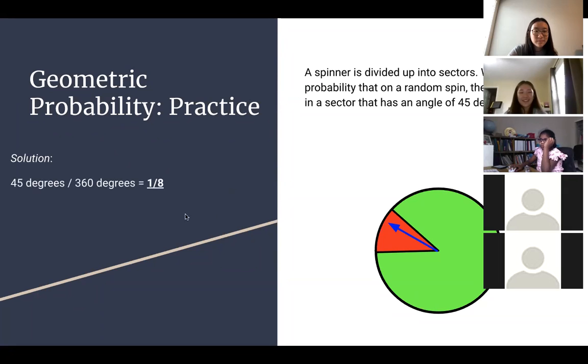So yeah, since there's 360 degrees total, and we're just looking at this small section of 45, we just do 45 over 360, which simplifies to 1/8. And just like in all types of competition math, you always want to have your fraction in lowest terms. So never leave it like 45 over 360.